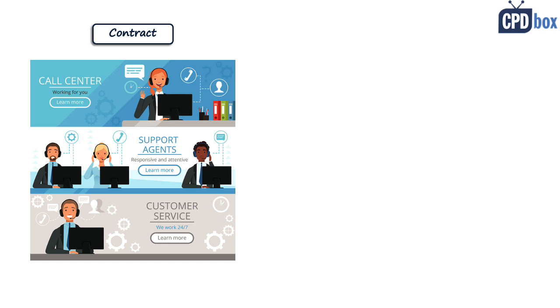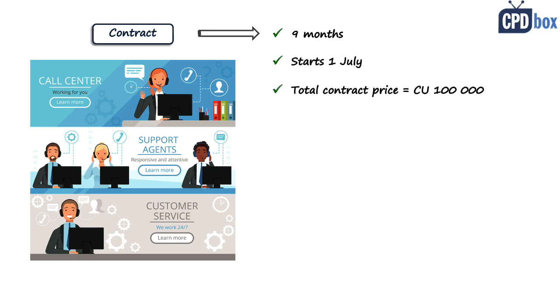So imagine you agreed to build a hotline center for your big client, and the project will take 9 months and starts on 1st July. The contract price is 100,000 currency units. And in that contract, you agreed that the customer would pay you for the whole project when the hotline is complete and handed over to the customer. Okay, that's a bit unrealistic, but let's keep it simple just to illustrate it.